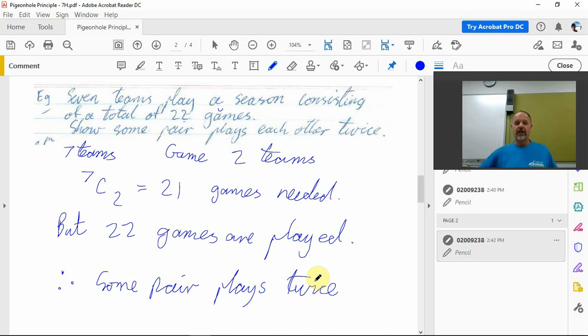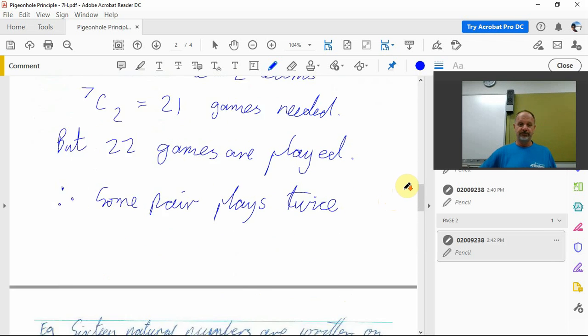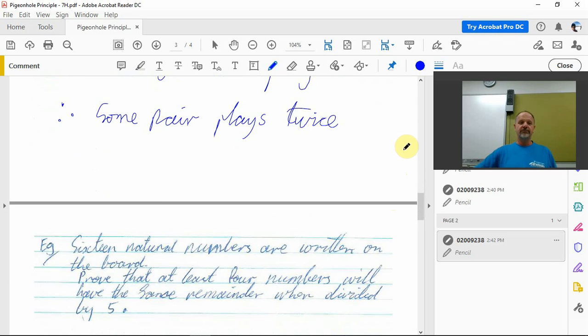All right. Pigeonhole principle. All right, that's what that's all about. Let's have a look at another one.